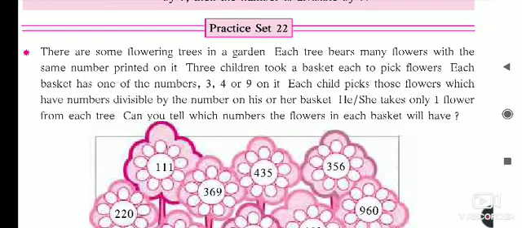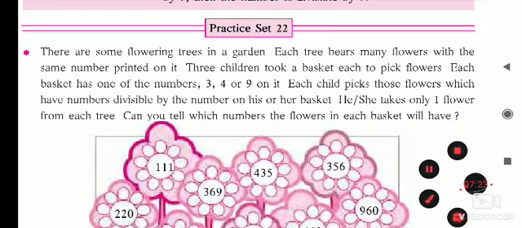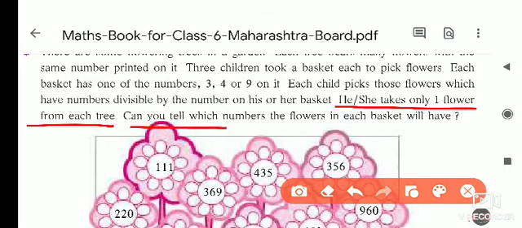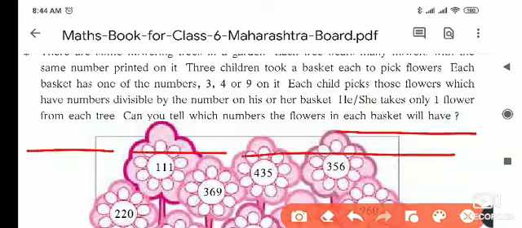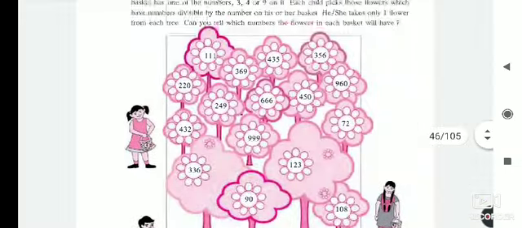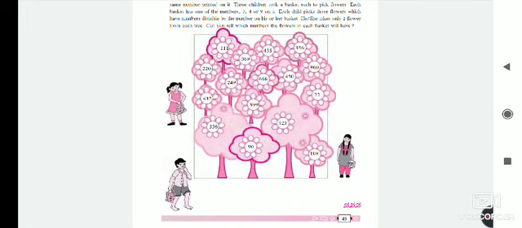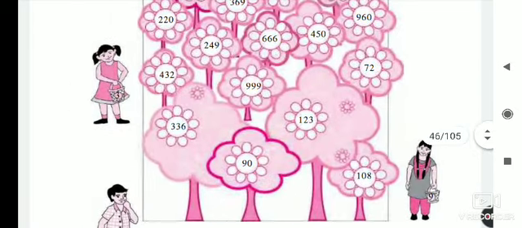Can you tell which numbers the flowers in each basket will have? So what they told you: he or she takes only one flower from each tree. So we have to find out the numbers of the flowers in each basket. So here is that picture. Just pause the video and all of you check which numbers.